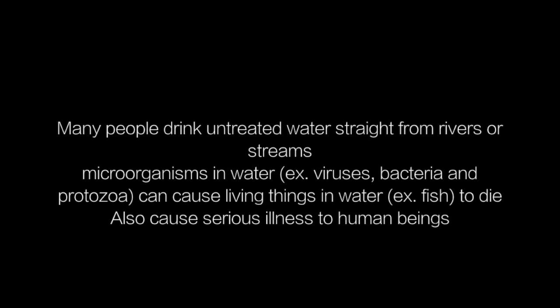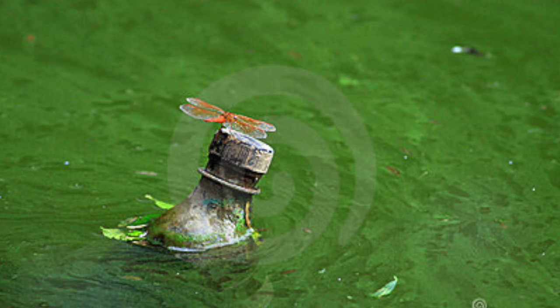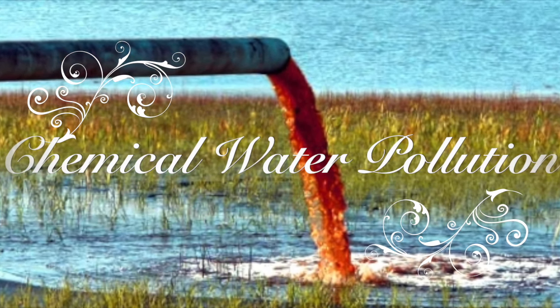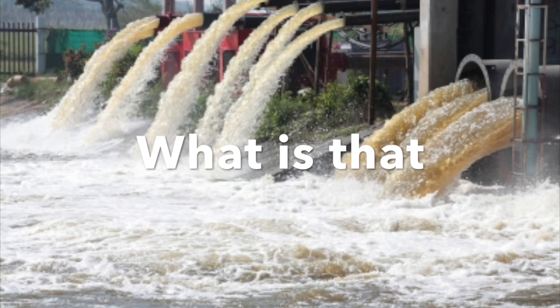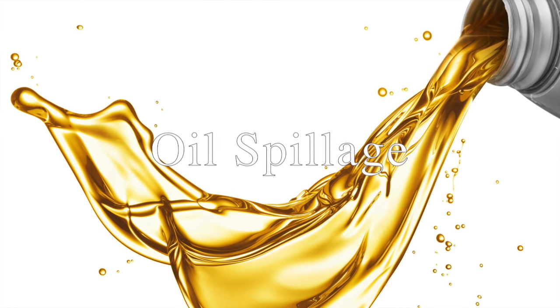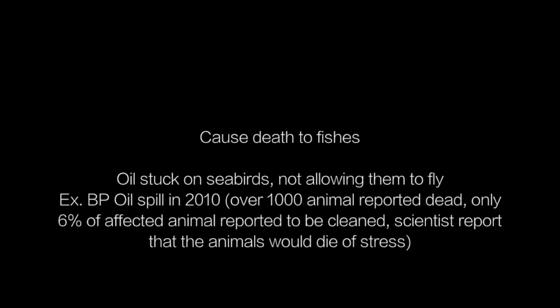Many people drink untreated water straight from rivers or streams. Microorganisms in water can cause living things in water to die, and it can also cause serious illness to human beings. It can lead to the death of fishes, and it can also get stuck on seabirds, which will prevent them from flying.